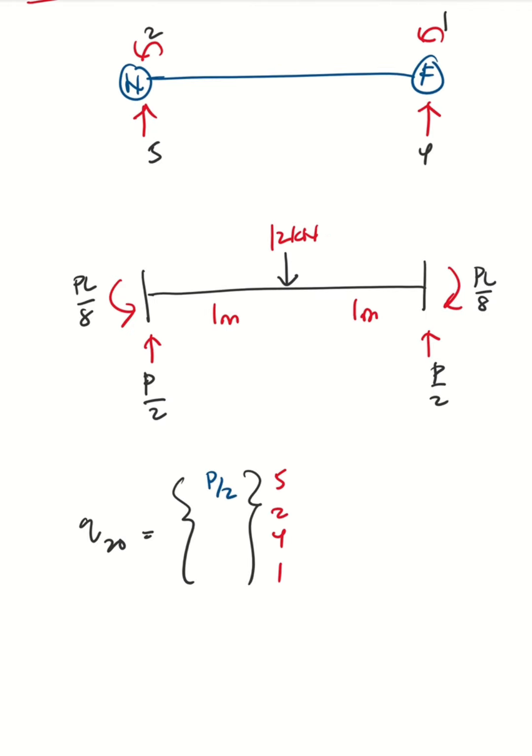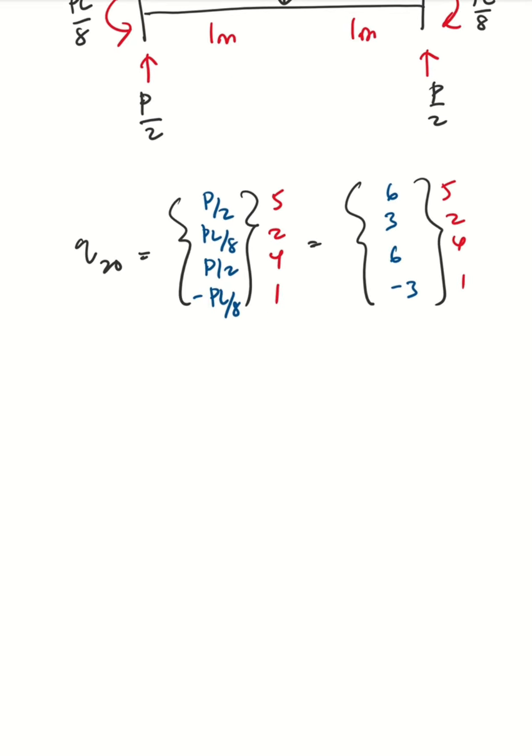For position 5, it is equal to P over 2. For position 2, it is PL over 8. And we continue until the last value.